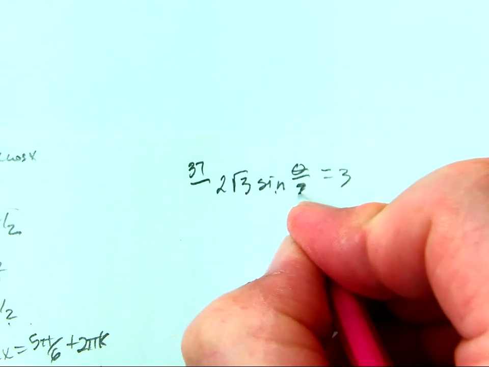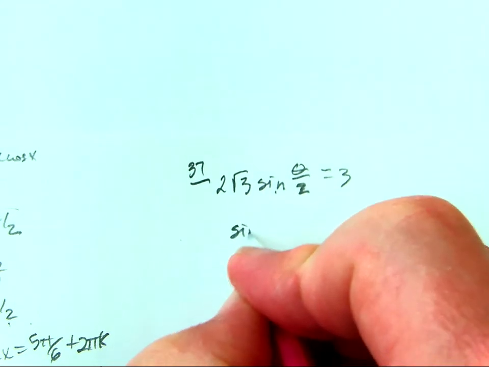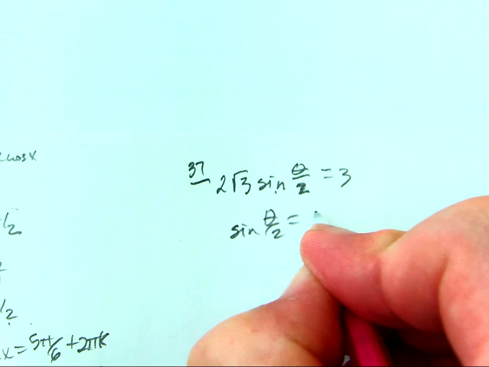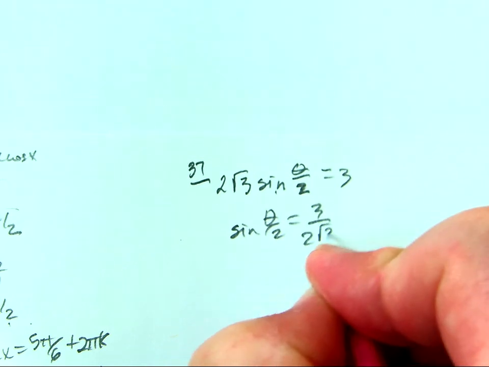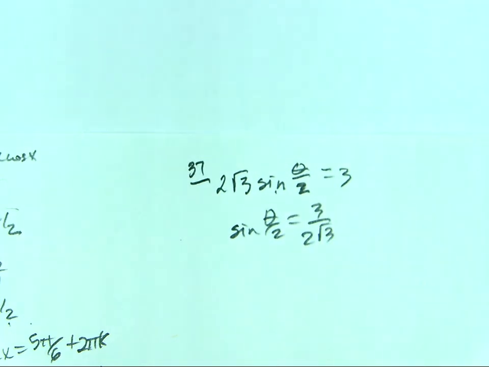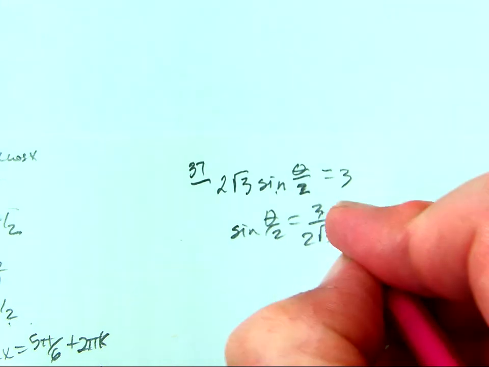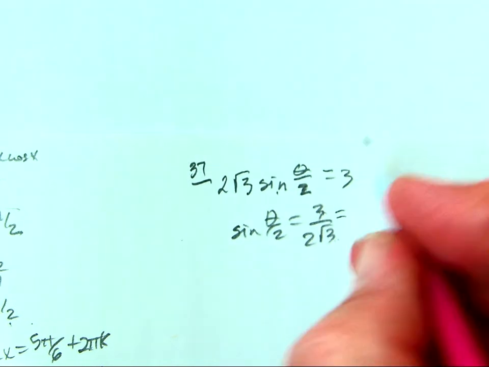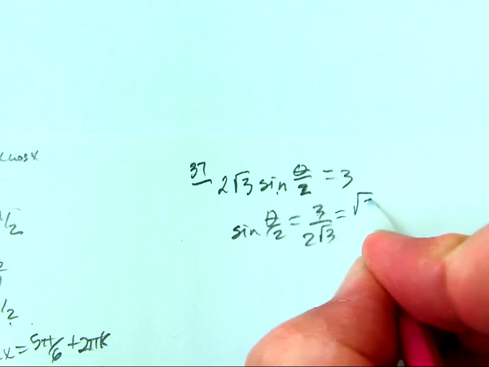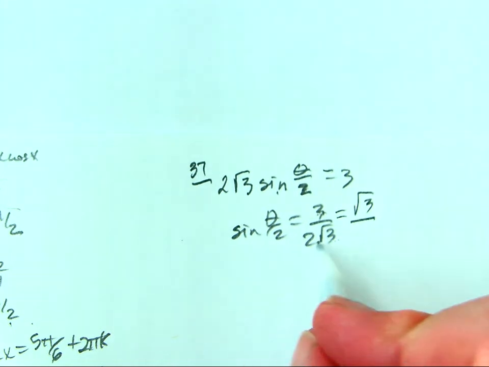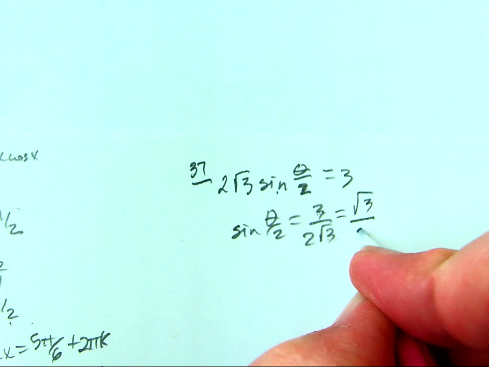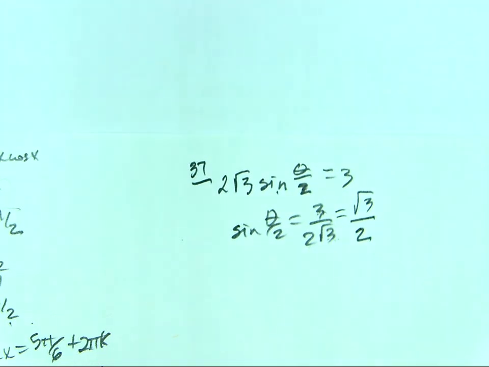And when you isolate it, we need to divide by 2 radical 3. And here's the first trick, kind of. If you look at this, that doesn't look very familiar. But again, when you see these have the same base, 3 and radical 3, we can divide top and bottom by radical 3. 3 divided by radical 3 is radical 3. 2 radical 3 divided by 3 radical 3 is just 2. Now that matches one of our triangles.